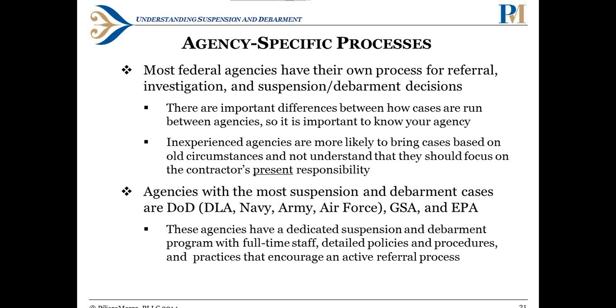So you see some agencies like the DoD agencies, the GSA, and EPA with a lot of experience. They have a set amount of staff that does their investigation. They have their procedures all down. Whereas the inexperienced agencies are more likely to be winging it and trying to figure out what the next step is. You see a lot of inexperienced agencies dwell on cases and events that occurred a long time ago because they're not as focused on present responsibility as they should be. Whereas with the DoD, you're more focused on present responsibility and actions impacting that now.